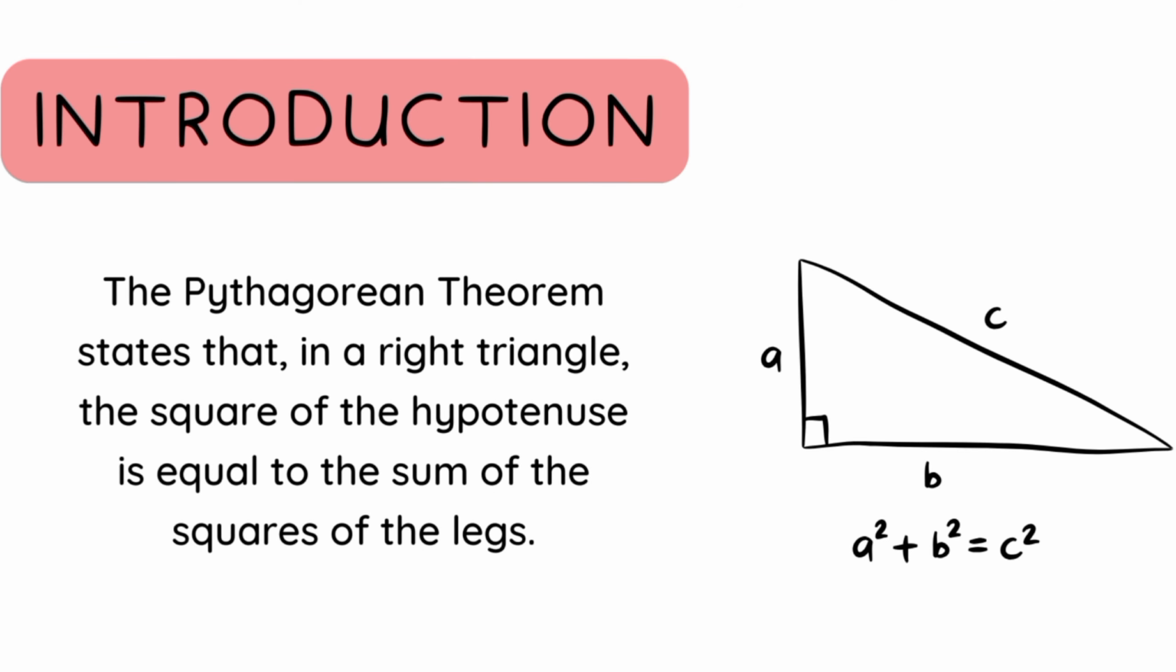The Pythagorean theorem states that in a right triangle, the square of the hypotenuse is equal to the sum of the squares of the legs.